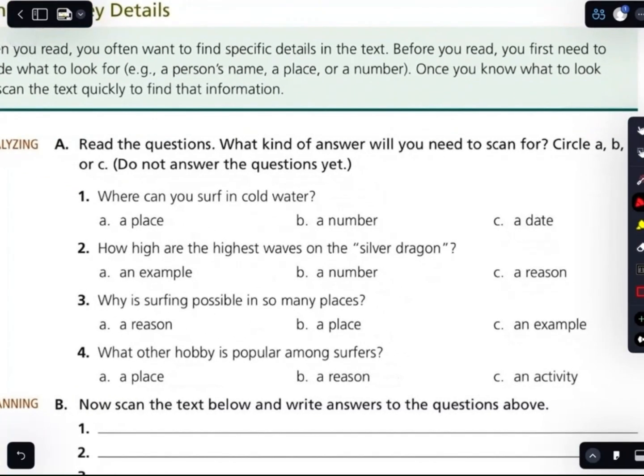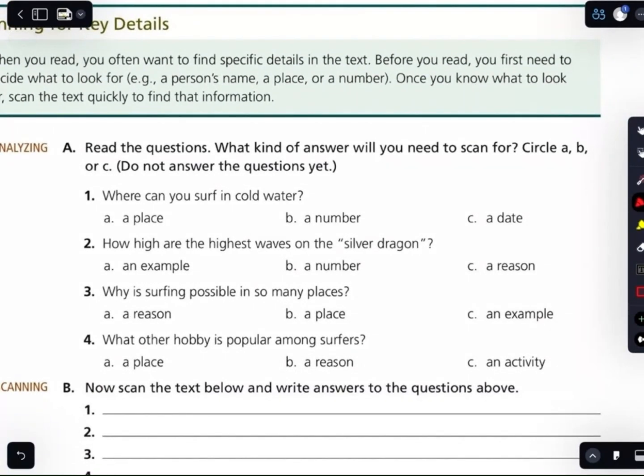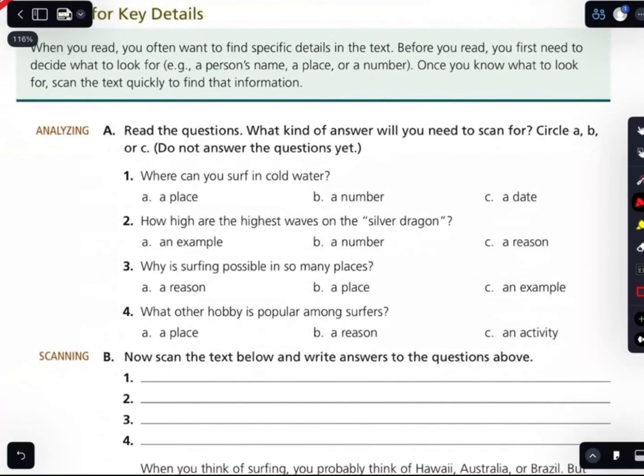We're going to read the questions. What kind of answer will you need to scan for? So this is great. When you get these types of questions, reading comprehension questions, you can first think about, what do I need to look for? What are you actually looking for? And then you can focus in on what you should be scanning for in the reading passage. So where can you surf in cold water? Well, where is a big clue there. So you're looking for where you can do that. So you can circle what that means.